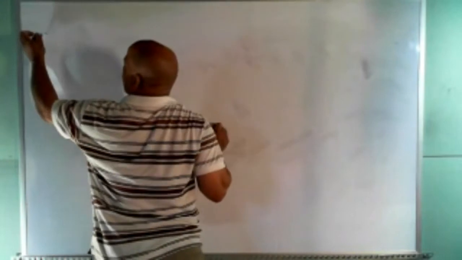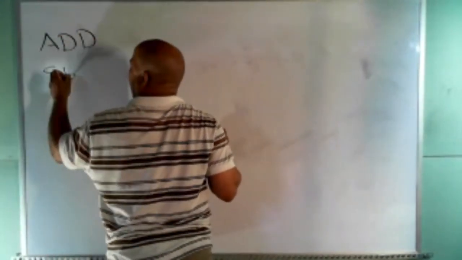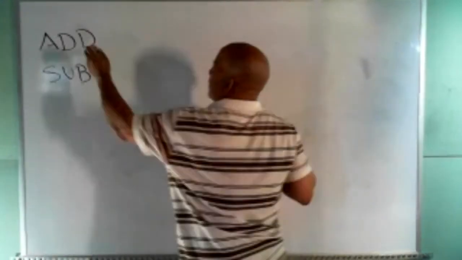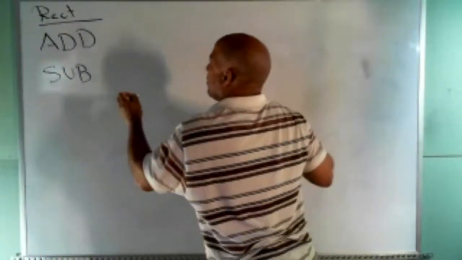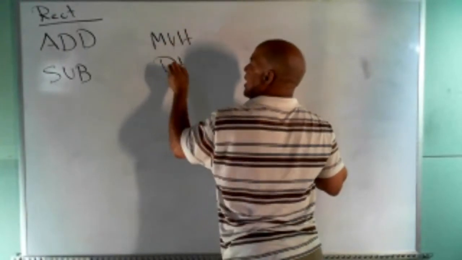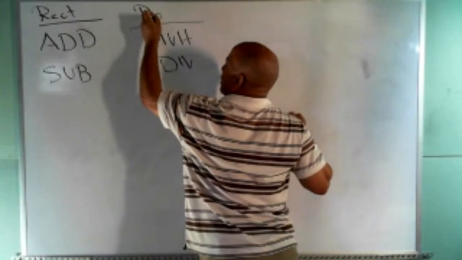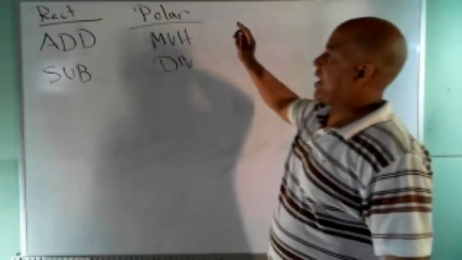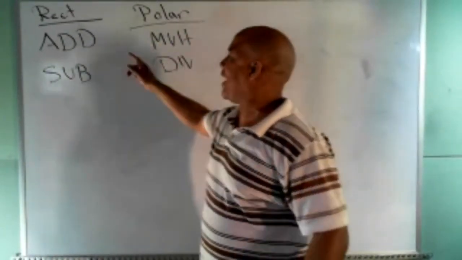When you add or subtract complex numbers, the best form to be in is rectangular form. If you multiply or divide complex numbers, the best form to be in is polar form. You can do it either way, but it's faster to add and subtract in rectangular. The only time that's not true is if the phase angles are the same.